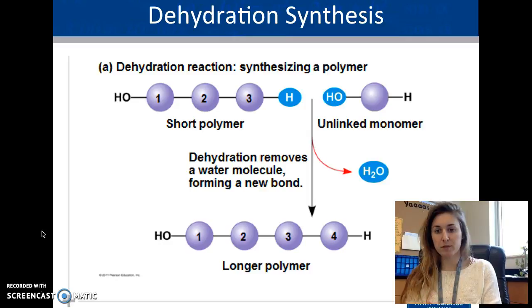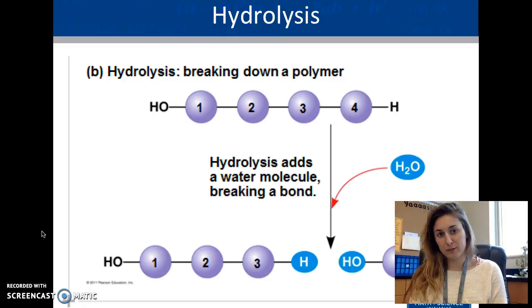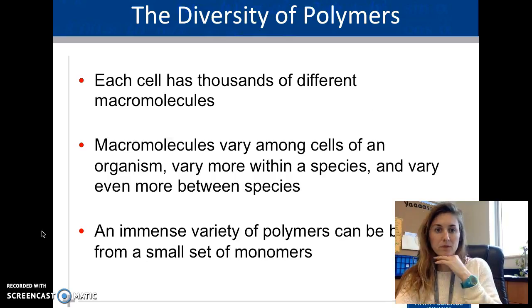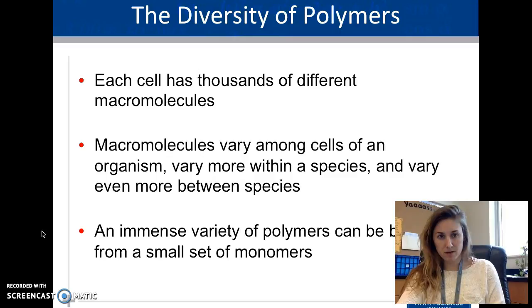So dehydration means putting together to make a bigger polymer. Hydrolysis is going to be breaking things down. You are putting water back into the equation, and hydro is going to be the prefix for water. When we talk about how this relates to biology, there's a ton of diversity even between our four categories, which is how we get so much diversity in the grander scheme of things. Those four macromolecules make up everything.